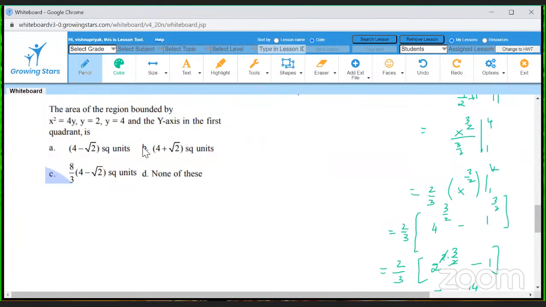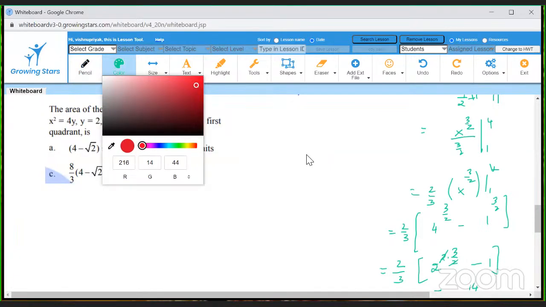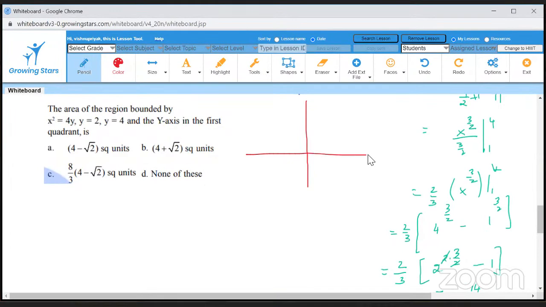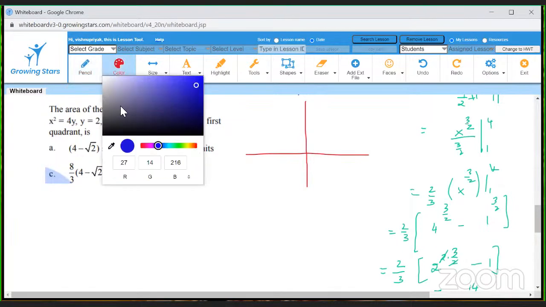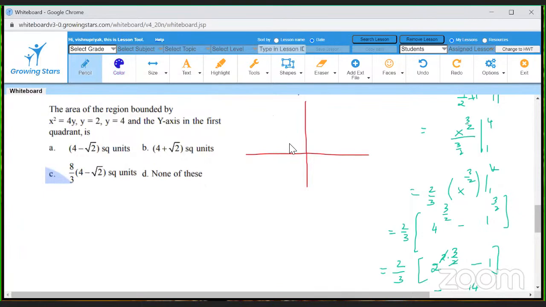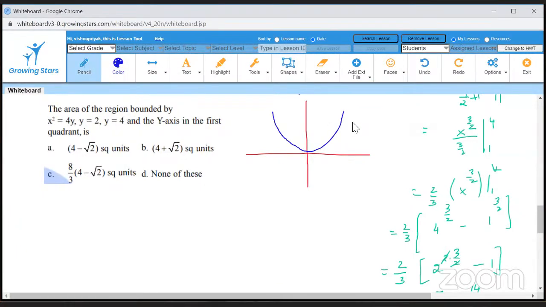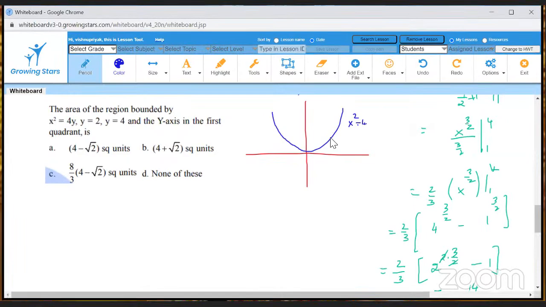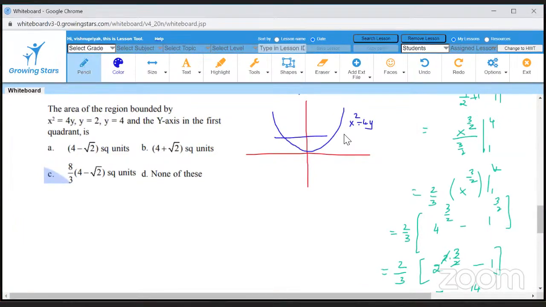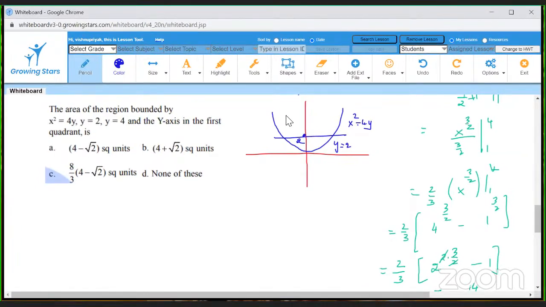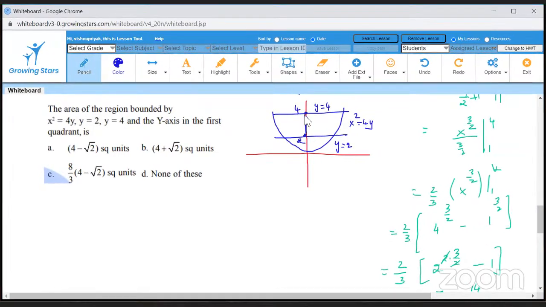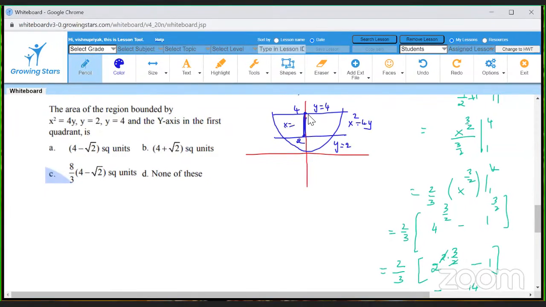First, you have to draw the graph. Again, x square equal to 4y, you have to learn the graph by heart. The x square equal to 4y graph will be like this. Then y equal to 2 is here at 2. This is y equal to 2. y equal to 4 will be at 4. And the y axis is x equal to 0. So this is the area bounded.